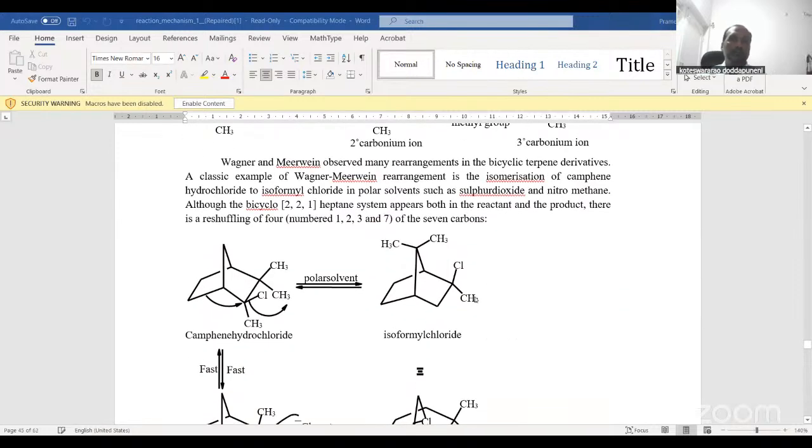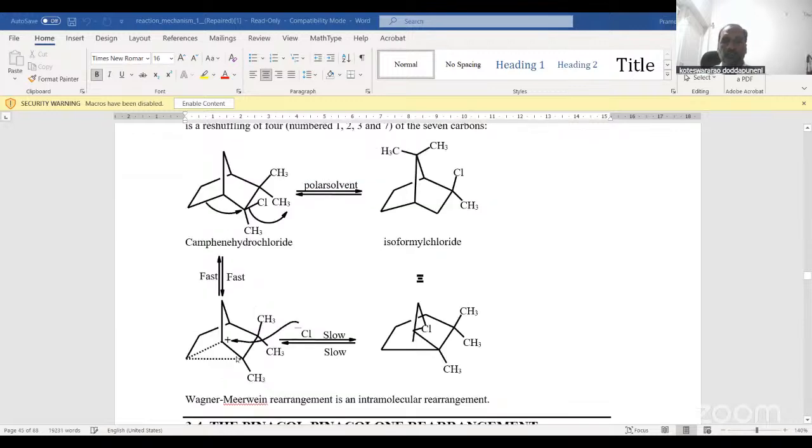Wagner-Meerwein reactions of camphene hydrochloride. When you are using a polar solvent, the C-Cl bond undergoes cleavage, which leads to the formation of a carbocation. Then the sigma bond undergoes migration, a sigma rearrangement, which leads to the formation of another carbocation. Now it is the tertiary carbocation here. First a secondary carbocation is generated, and then the tertiary carbocation.